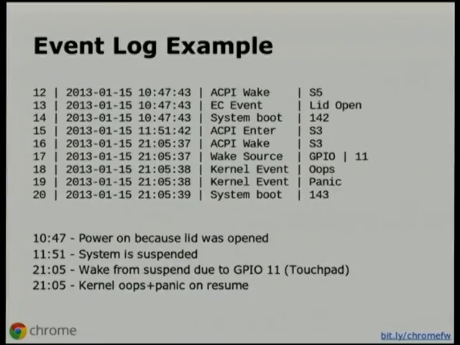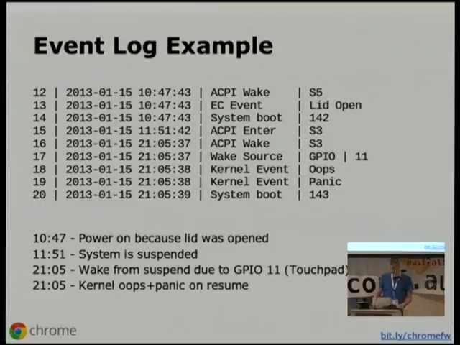So here's a quick example of an event log from a system I grabbed a couple of weeks ago. By default, the log just looks like it's full of all these events. But what it can tell us about the system is that it powered on because the lid was open at some point. The EC got an event saying lid open. And then the system went to sleep about an hour later. And then many hours later, it was woken from suspend due to a GPIO event. In this particular system, GPIO 11 is the trackpad wake event. And then as soon as it woke up, it got an oops and a panic, and it rebooted.